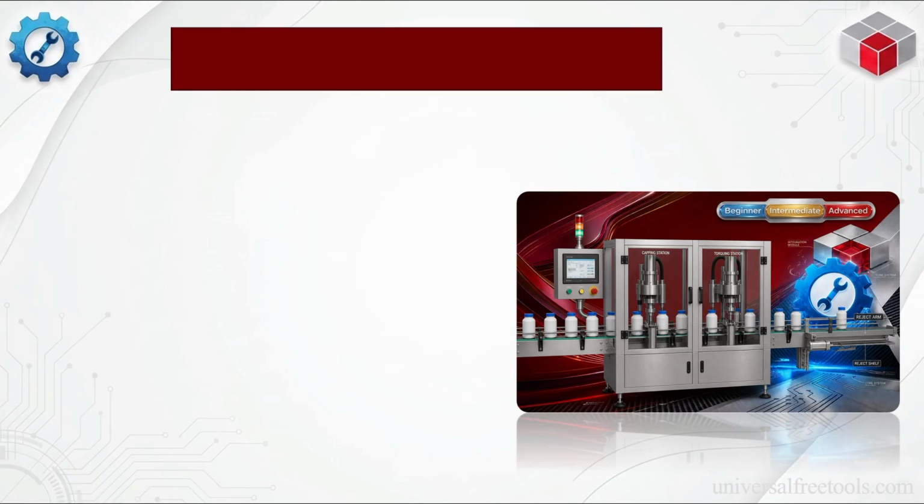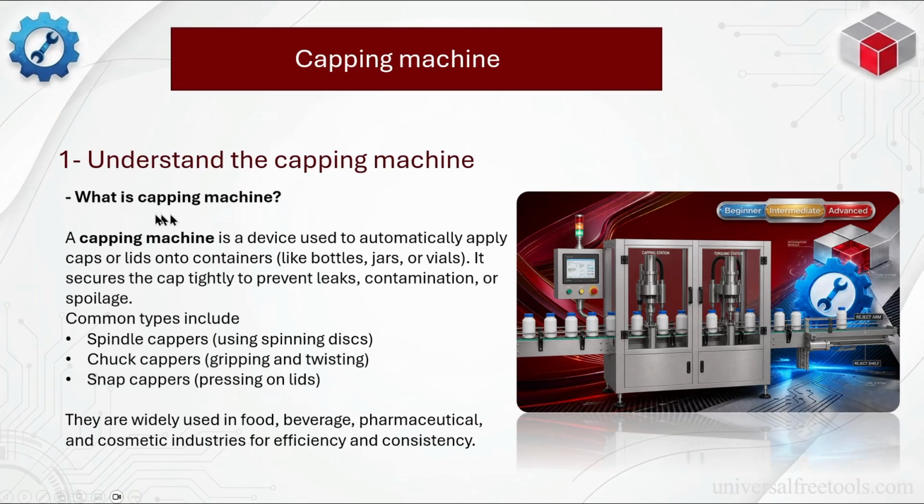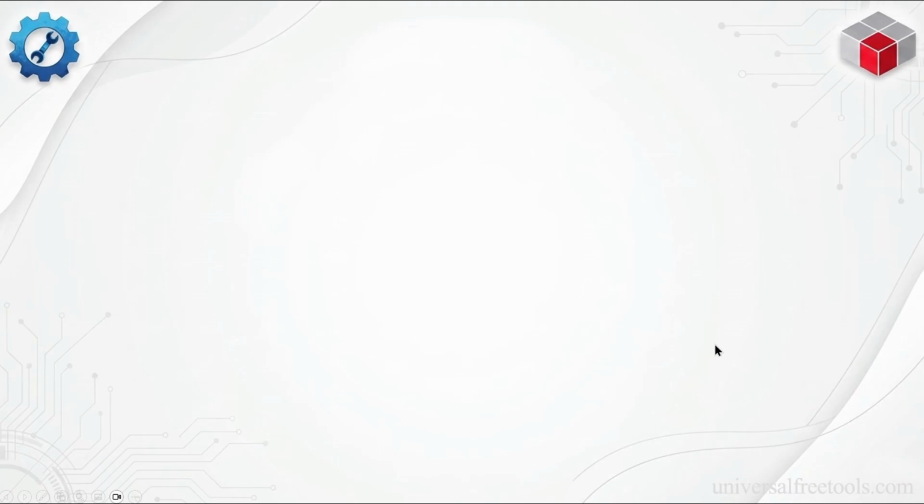What is a capping machine? A capping machine is an industrial device used to automatically place and tighten caps on bottles, jars, or containers. Its main purpose is to seal products securely to avoid leaks, contamination, or damage. There are different types of capping machines. On this video, we will see chuck capper.